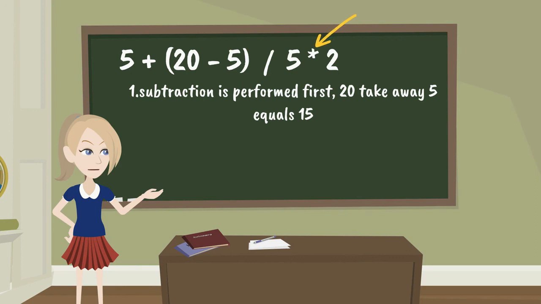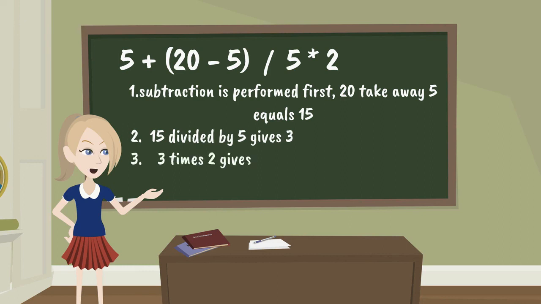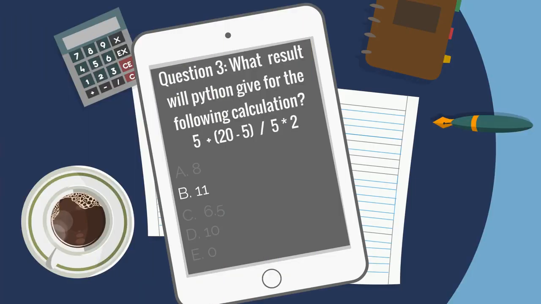So in this case, division is done first. 15 divided by 5 gives 3. Then multiplication is done, so 3 times 2 gives 6. Finally, it's time for addition. So 5 plus 6 gives 11. The answer is B, 11. With this, we have finished with the topic variables. Thank you.